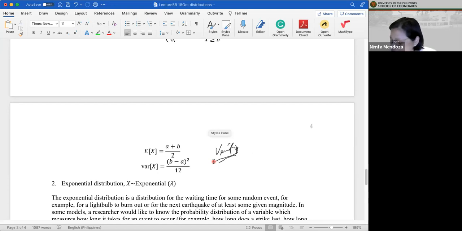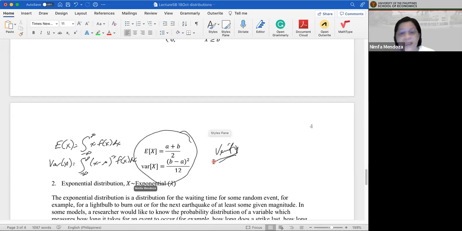Okay. So for the mean, you just have to use the integral of x f of x dx from minus infinity to positive infinity. For the variance of x, you use the integral of (x minus mu) squared f of x dx from minus infinity to positive infinity. Then you should get this.